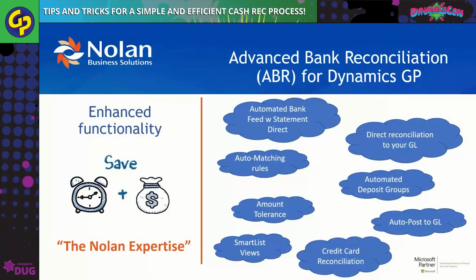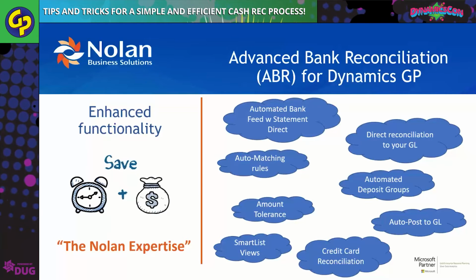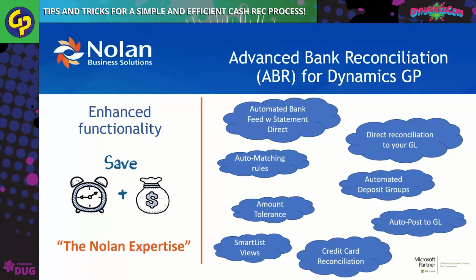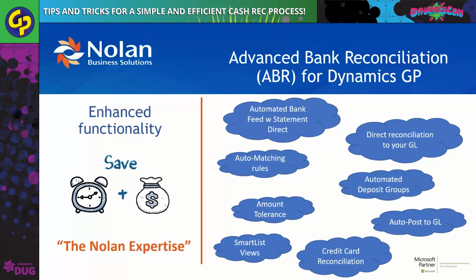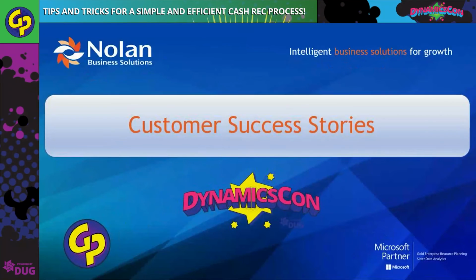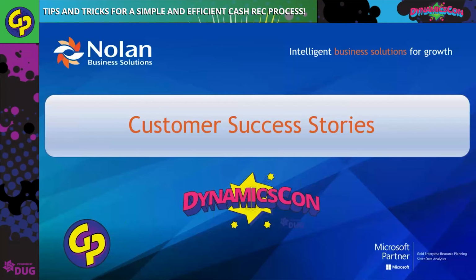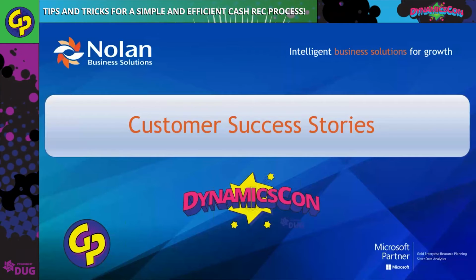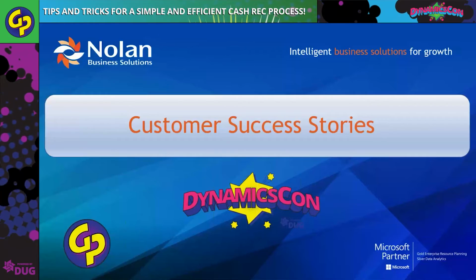In summary, Nolan ABR offers many features that can truly make your reconciliation process effortless. Leveraging this enhanced bank reconciliation functionality combined with the cash management expertise of our team, we can truly help you turn this tedious and time-consuming task into a few simple steps. At this time, we will transition to our live portion of this session where Andy will join me so we can share interesting stories of customers that have used our advanced bank reconciliation module to take full control of various reconciliation processes.